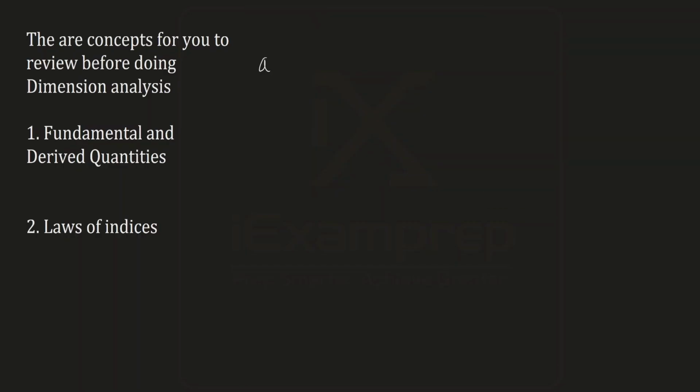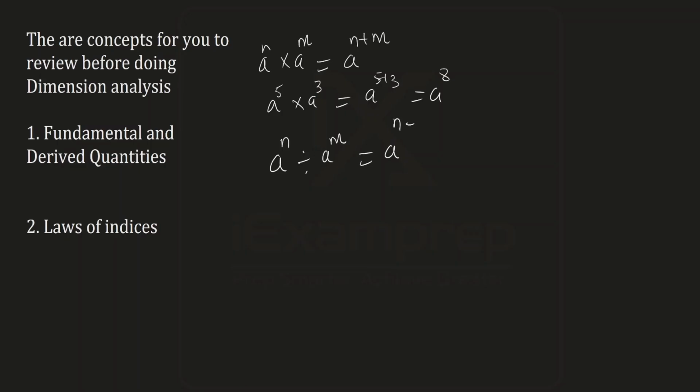Understand that a to the power of n multiplied by a to the power of m in indices is a to the power of n plus m. For example, a to the power of 5 times a to the power of 3 is equal to a to the power of 5 plus 3, which is a to the power of 8. That's the first law. If you have a to the power of n divided by a to the power of m, this is equal to a to the power of n minus m. Again, example, a to the power of 5 divided by a to the power of 3 is equal to a to the power of 5 minus 3, which is a to the power of 2.